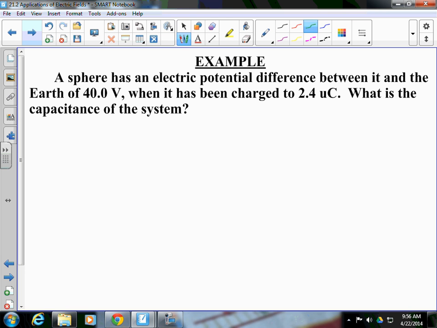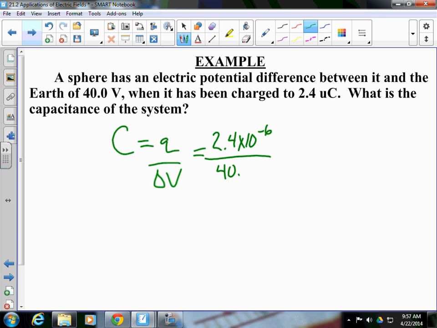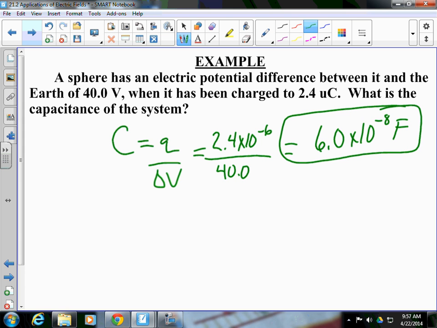Well, remember, capacitance is equal to Q divided by change in V. Our test charge was 2.4 microcoulombs, so 2.4 times 10 to the negative 6 divided by our voltage of 40.0. When you divide those two out using sig figs, you get 6.0 times 10 to the negative 8th. We're dealing with capacitance, so our unit is farad.